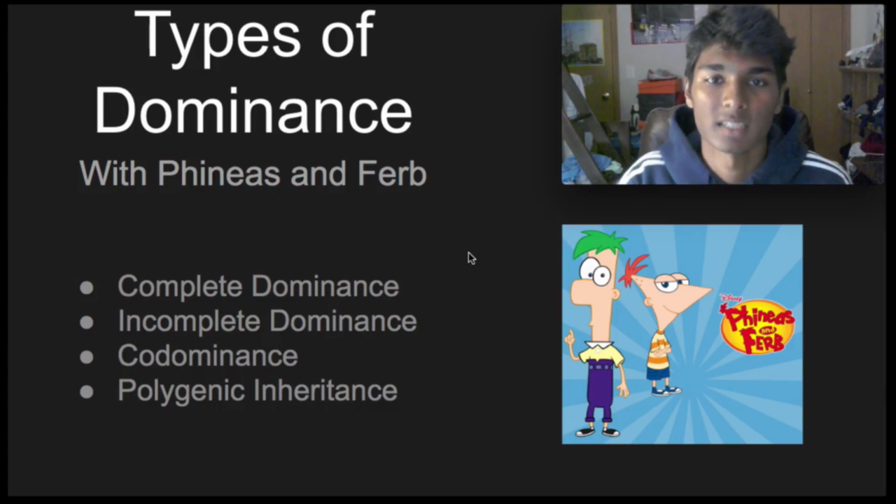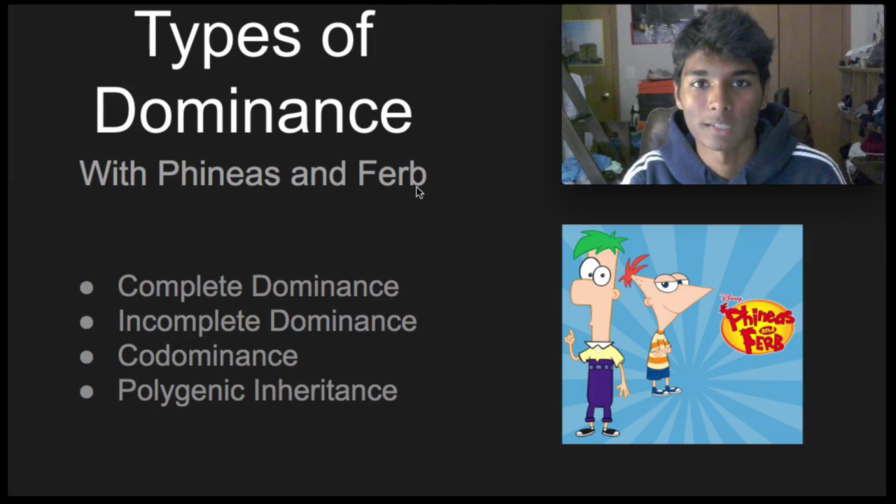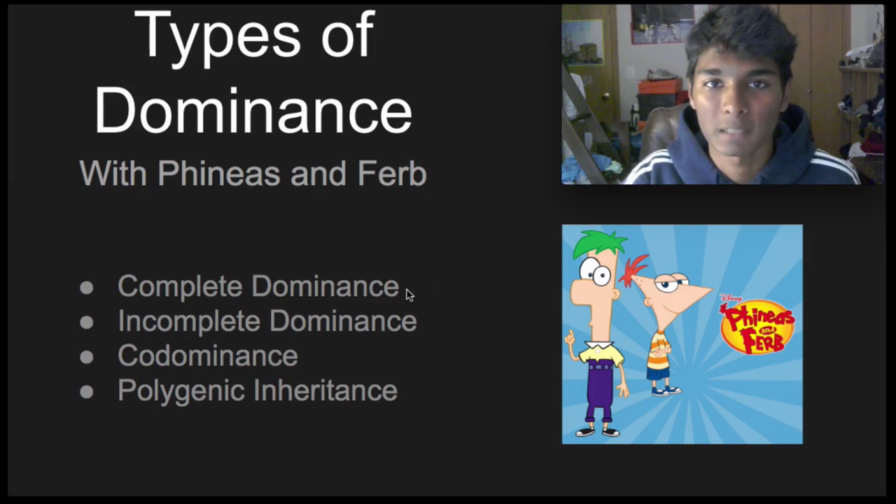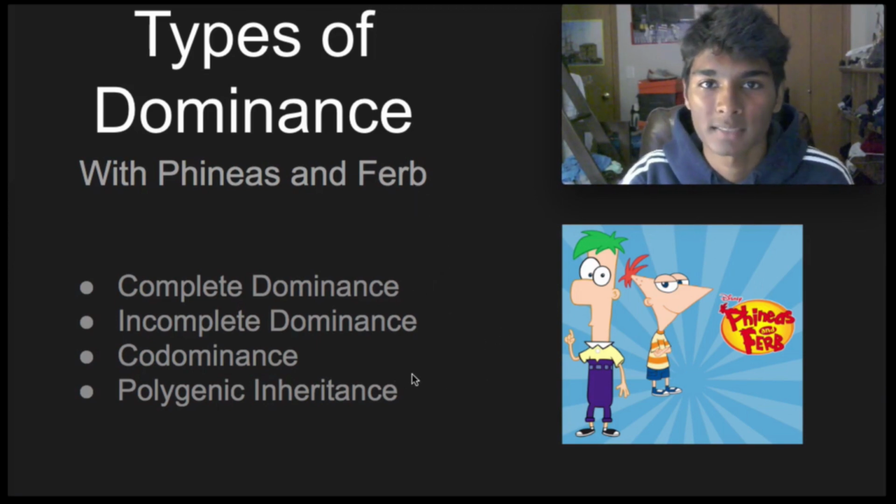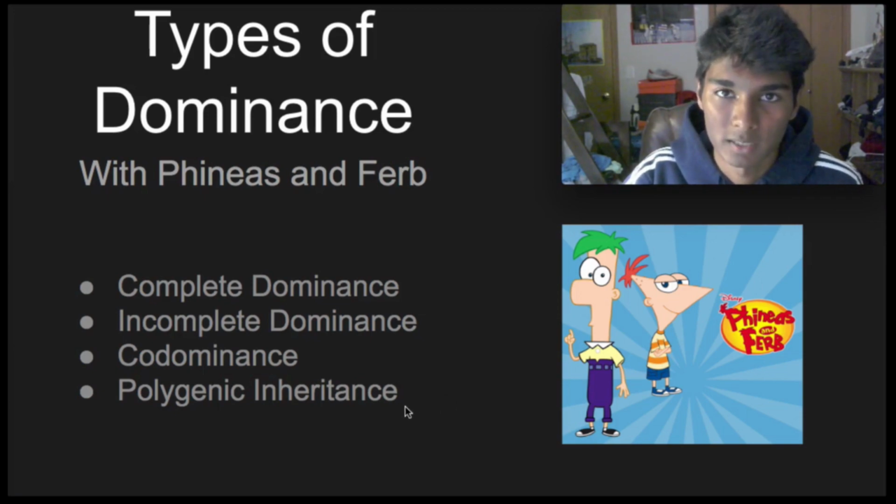Today I'm going to be discussing the different types of dominance, and I'll be doing that with examples from the famous Disney show Phineas and Ferb. I'll be going over complete dominance, incomplete dominance, codominance, and then finally touching on polygenic inheritance.